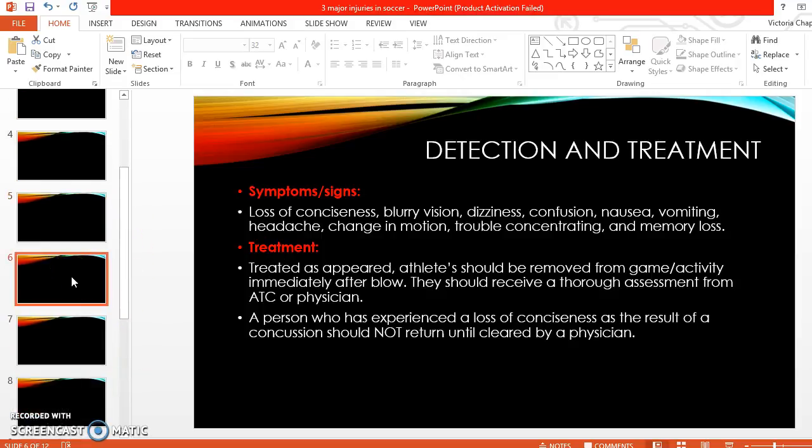Okay. Detection and treatment. Symptoms for concussion are loss of consciousness, blurry vision, dizziness, confusion, nausea, vomiting, headache, change in motion, all of the following.